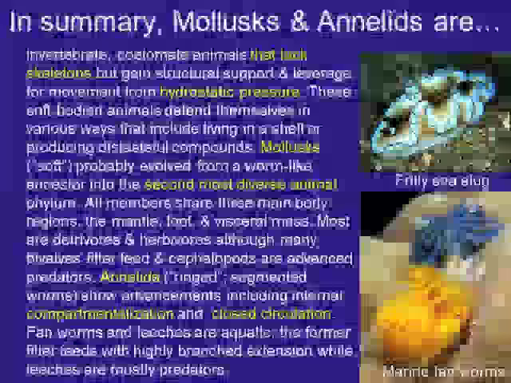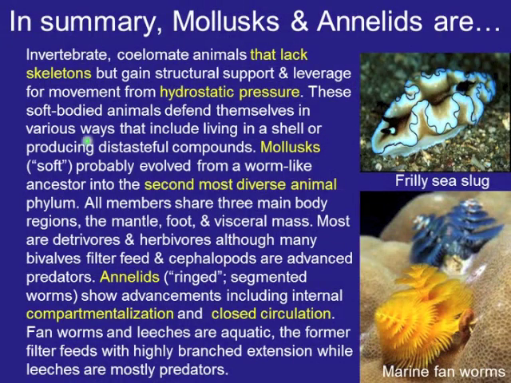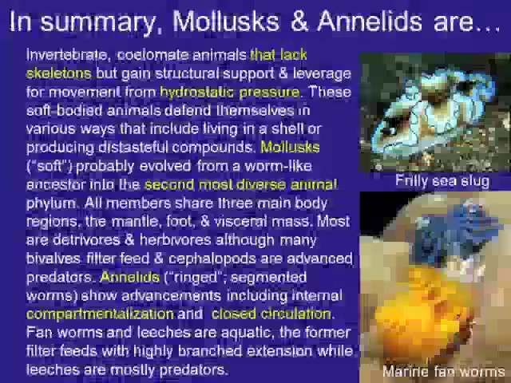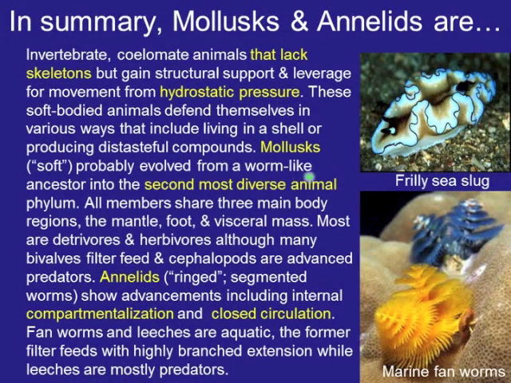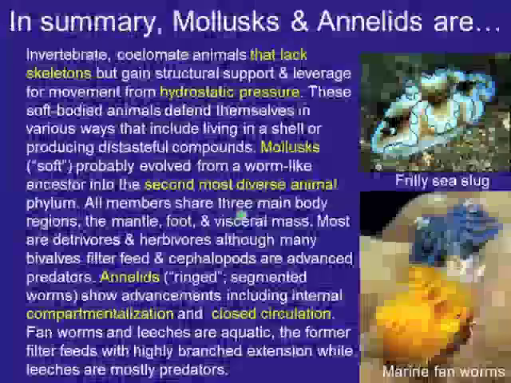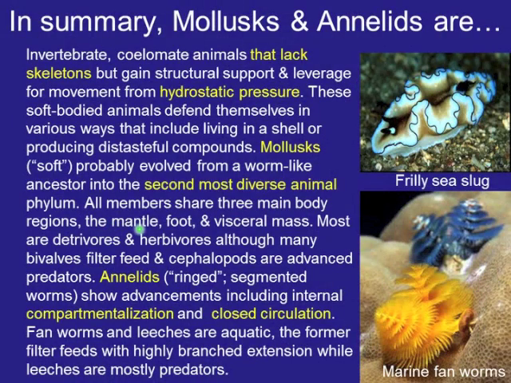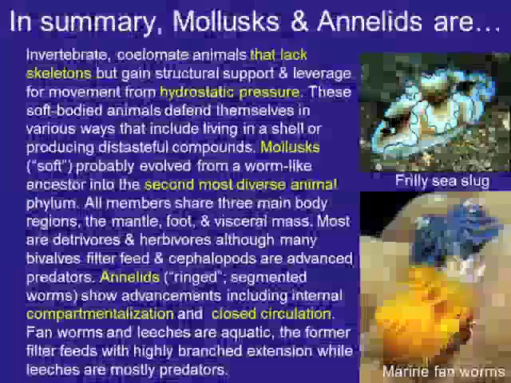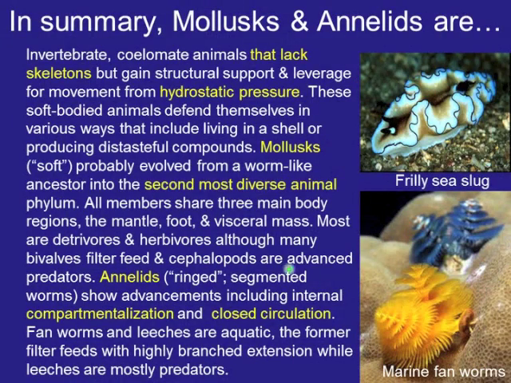These soft-bodied animals defend themselves in various ways that include living in a shell or producing distasteful compounds. Mollusks that are soft probably evolved from a worm-like ancestor into the second most diverse animal phylum. All members share three main body regions: the mantle, foot, and visceral mass. Most are detritivores and herbivores, although many bivalves filter feed, and cephalopods are advanced predators.